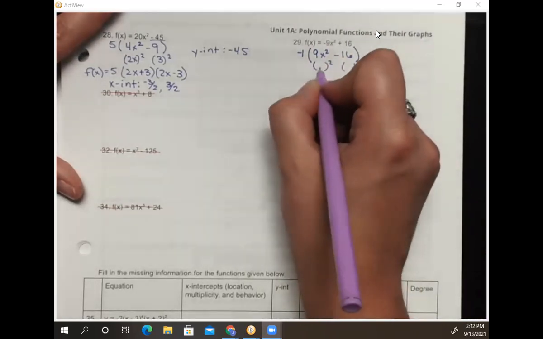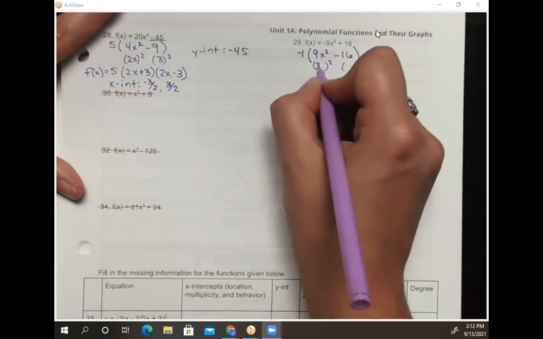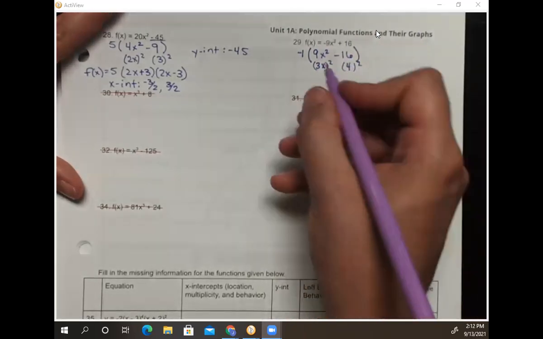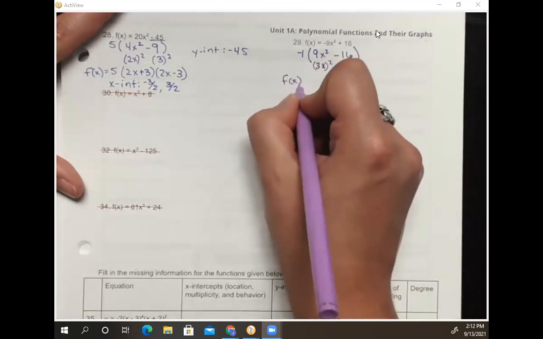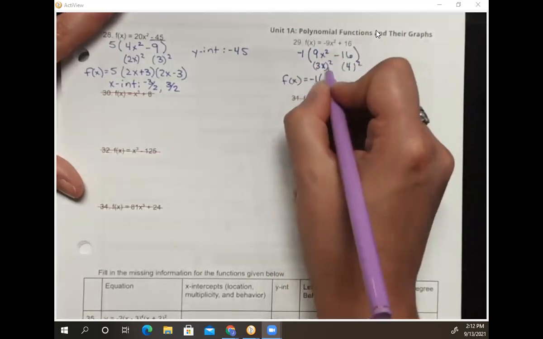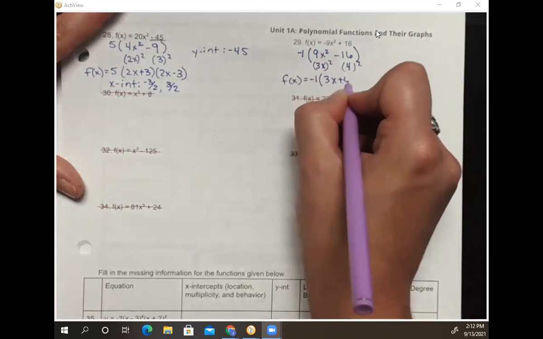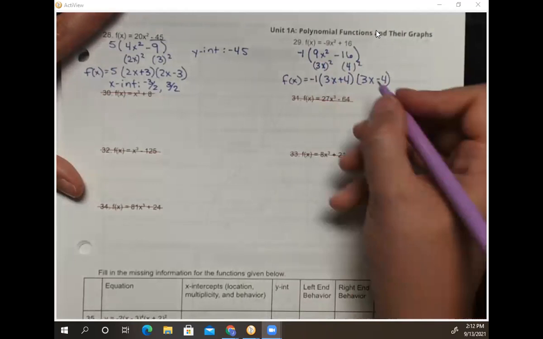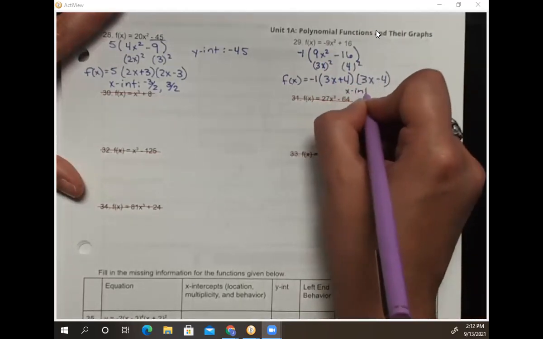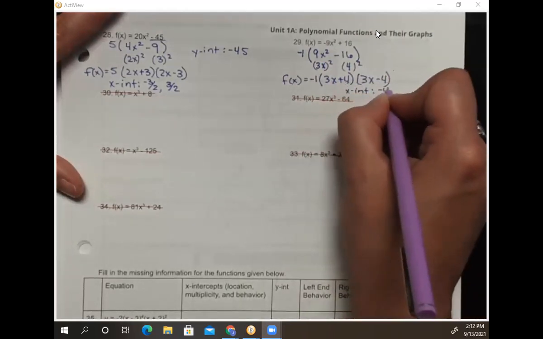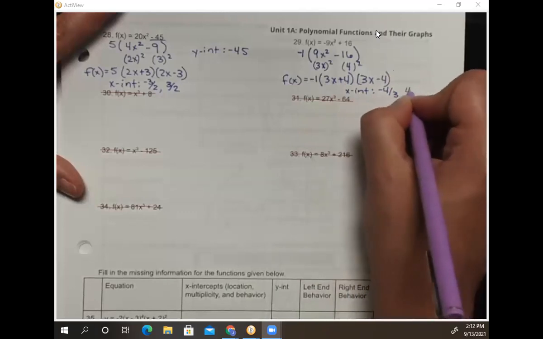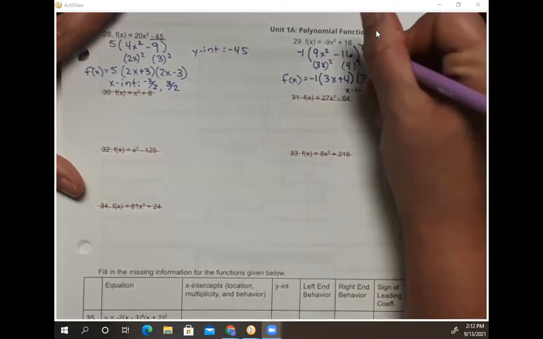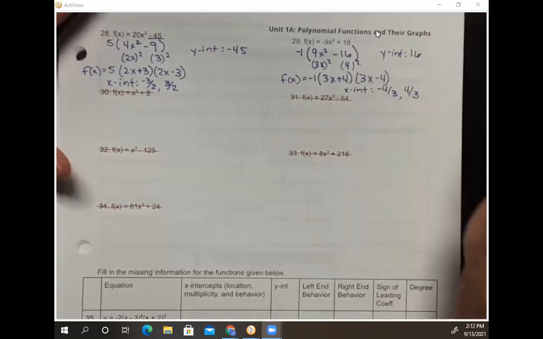So to get my first term, to get 9, I had to square 3. To get x^2, I squared x. To get 16, I squared 4. So my factored form for this function would be -1(3x + 4)(3x - 4). My x-intercepts then would be -4/3 and +4/3. My y-intercept would be +16.